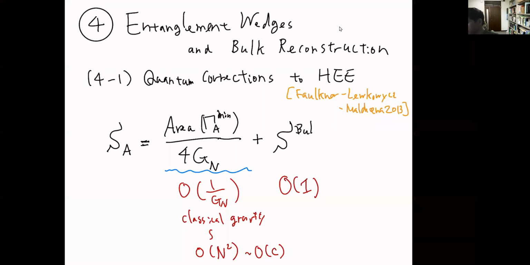This is really quantum, right? This is really a quantum gravity effect. But this is about M_A. I will explain this, but this M_A is called the entanglement wedge. So what is M_A?